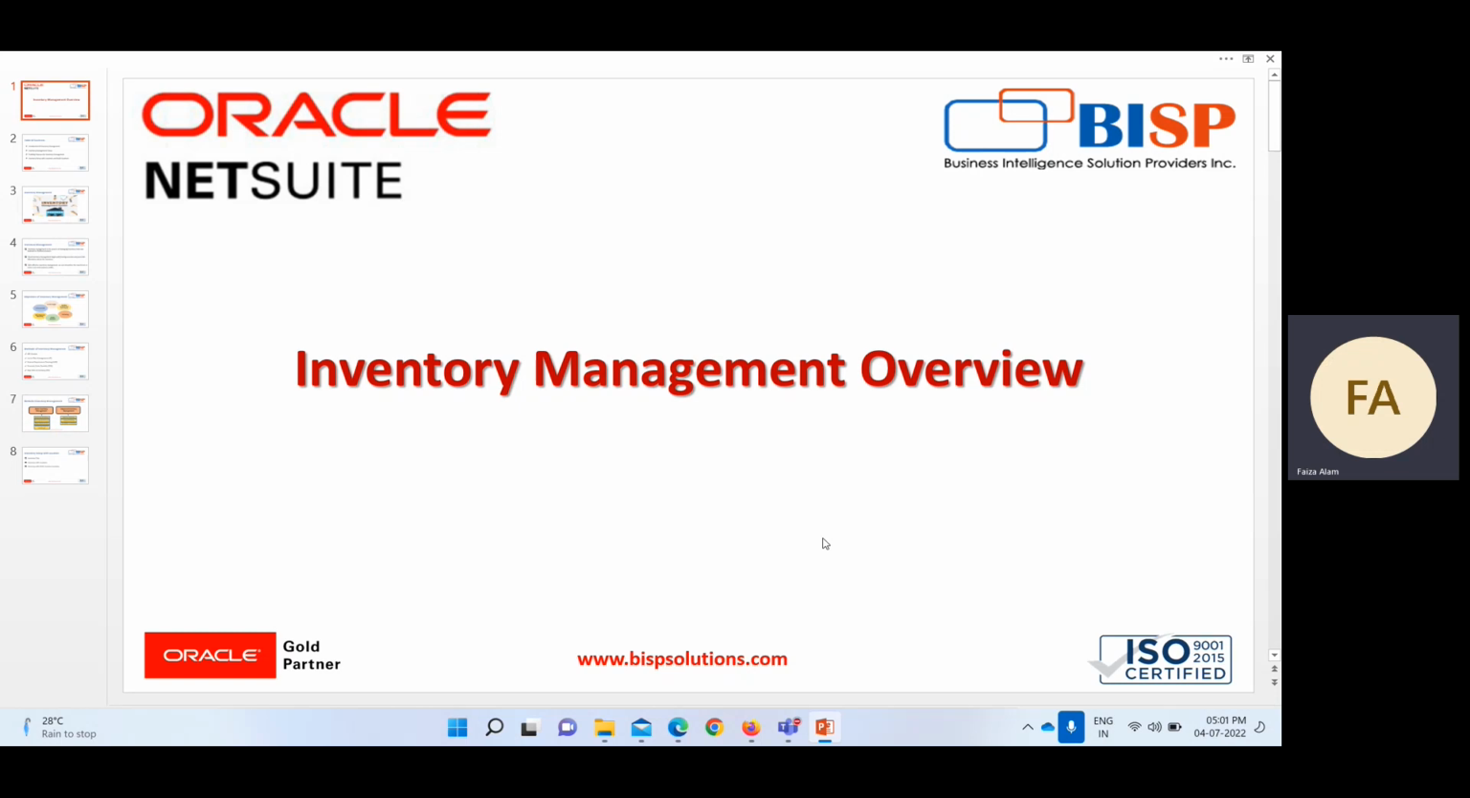From today onwards, we'll be starting an inventory management module, which is a part of the supply chain management module that falls under the ERP. We will be having an introductory session today, and in our upcoming sessions, we will be learning some more features of the inventory management module. So let's start.